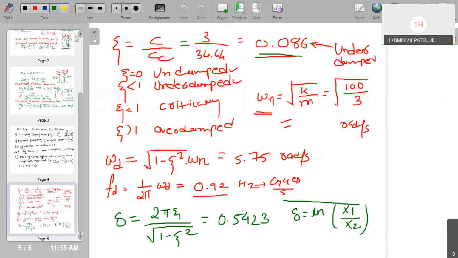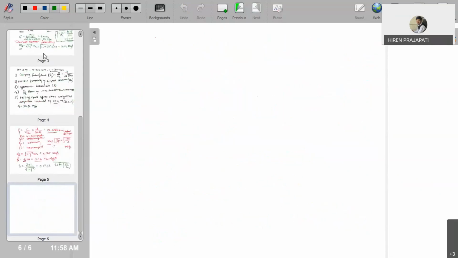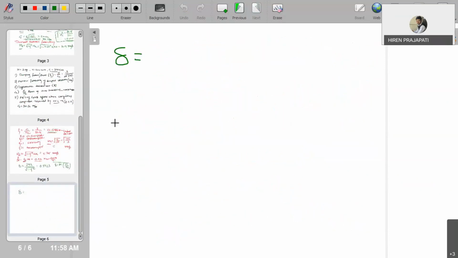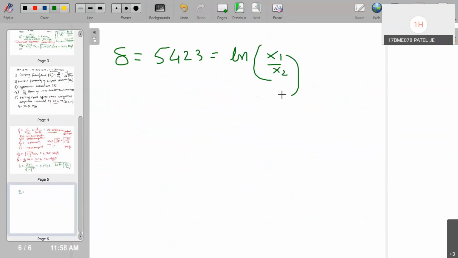So if you go to, let me move to the next page. So delta we have already calculated, which is 0.5423. So e raised to 0.5423 equals ln x1 by x2, which is 1.730. Yes, 1.730. So if you take log on both sides, then this ln is what? Log base e.